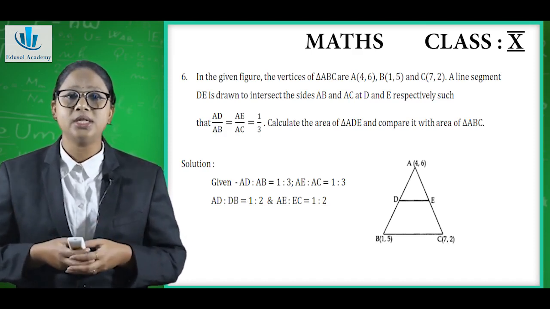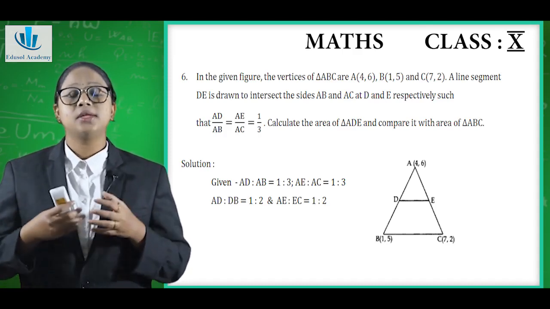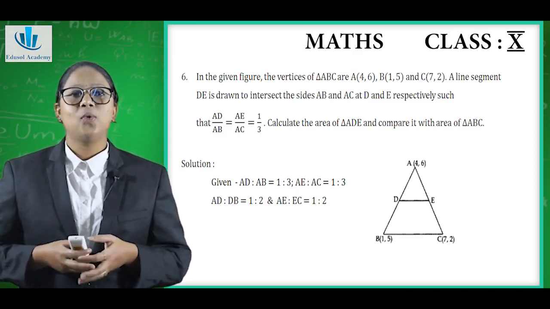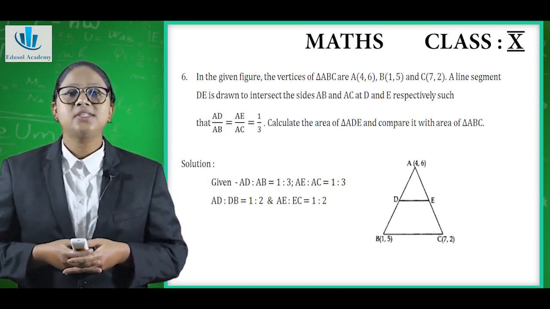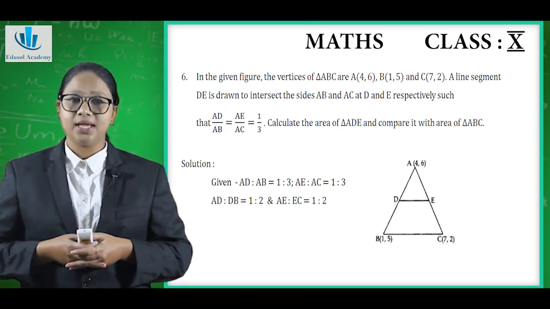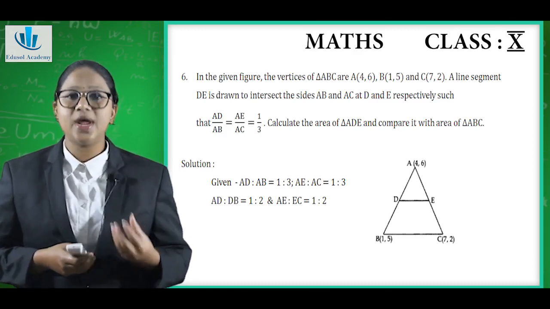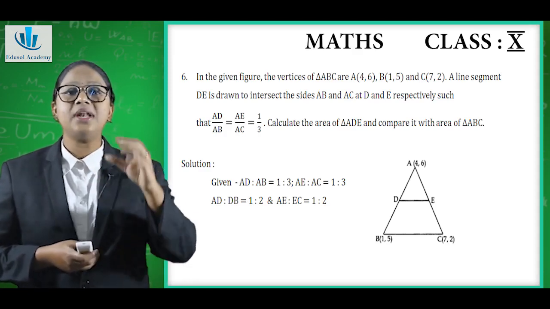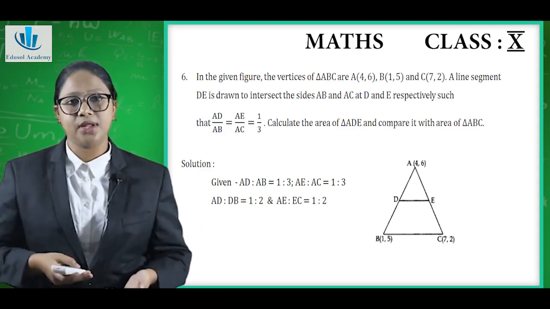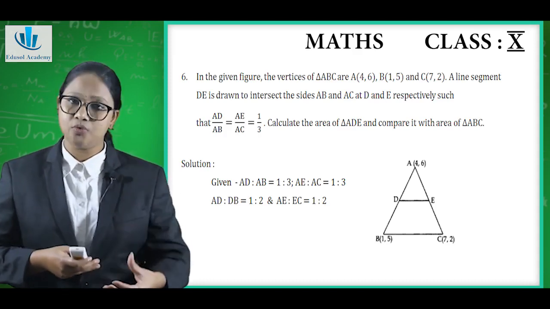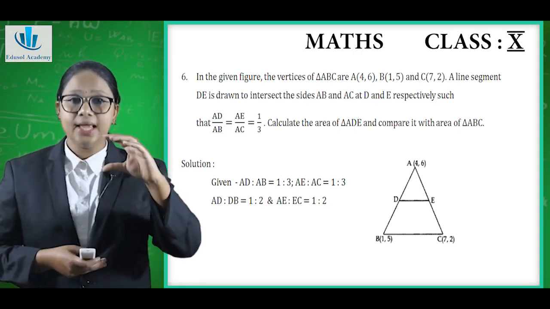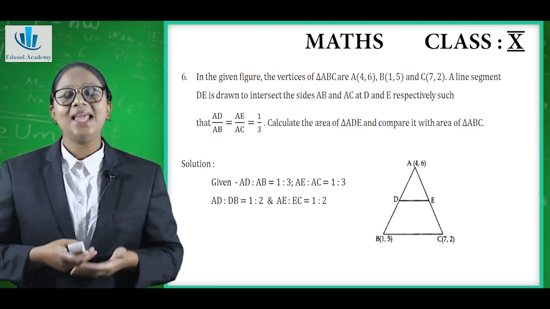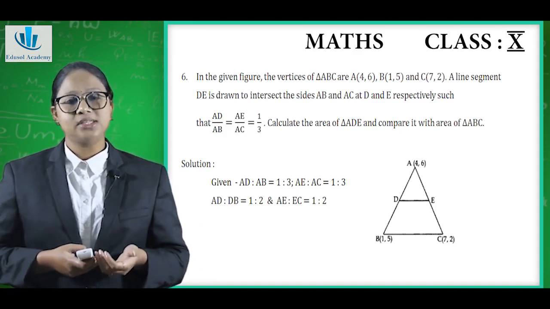It's a very long question and we have to integrate the topics that we studied in the chapter on triangles as well. Given that AD to AB is equal to 1 by 3. In the question it was given that AD by the whole is 1 by 3. So, now we can write it in ratio form, part to part. So, AD by DB will be equal to 1:2. Similarly, AE by EC will be equal to 1:2.